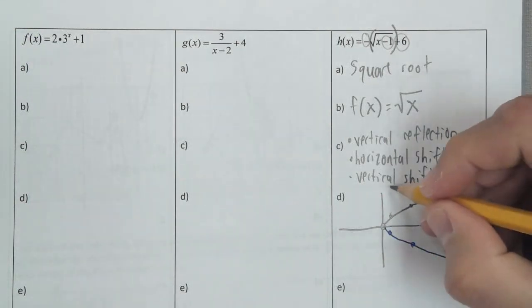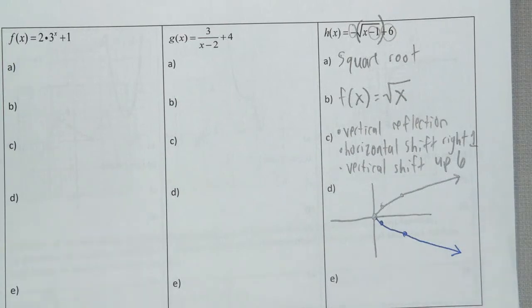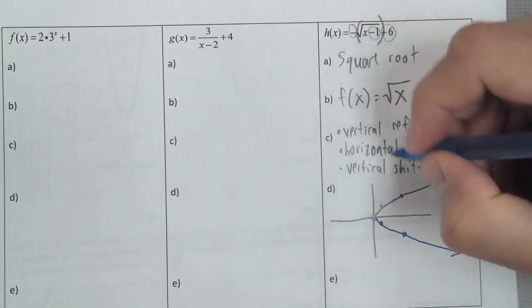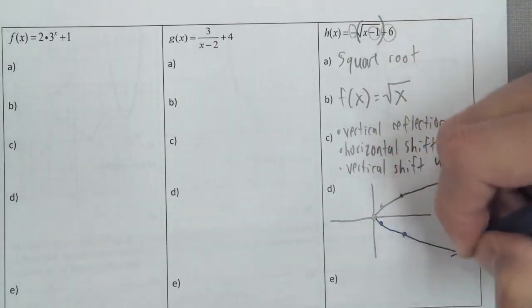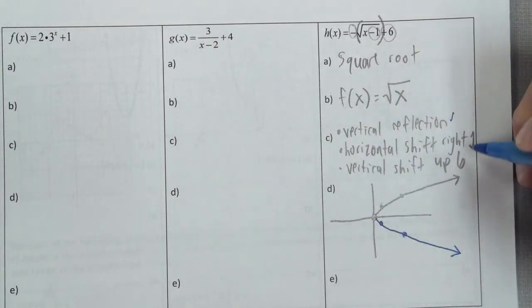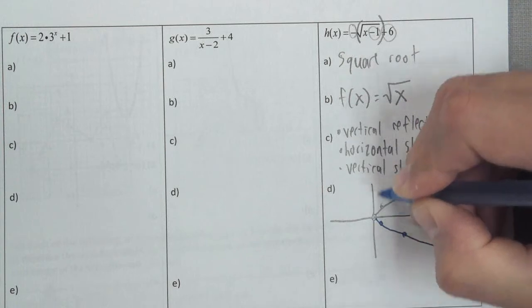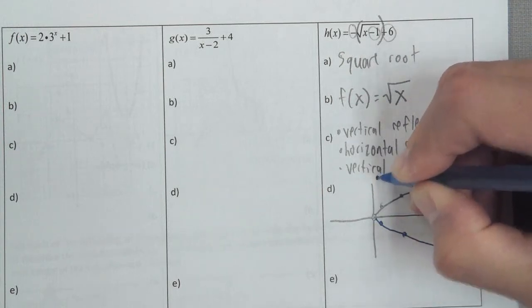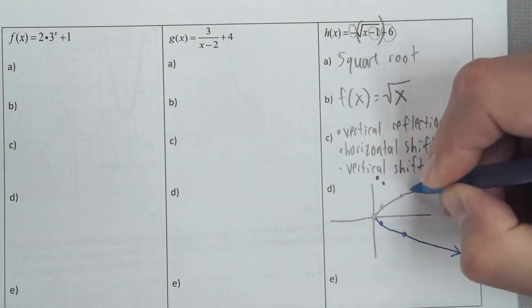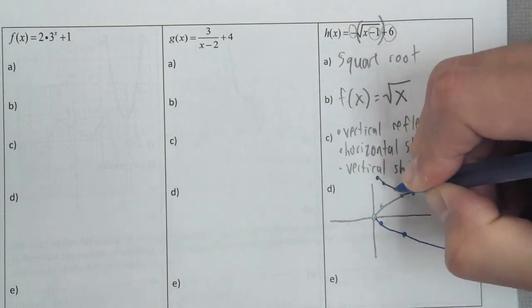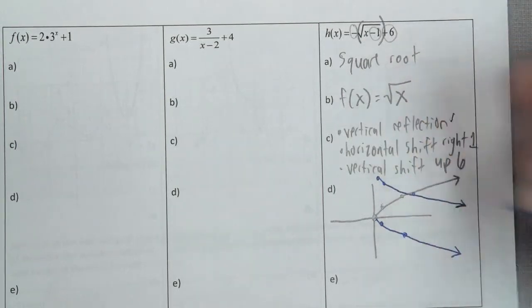Really, I shouldn't have done that in blue, but that's just kind of the halfway point, right? We took care of that. Now we're going to do these two. So over 1, up 6. There is my completed function.